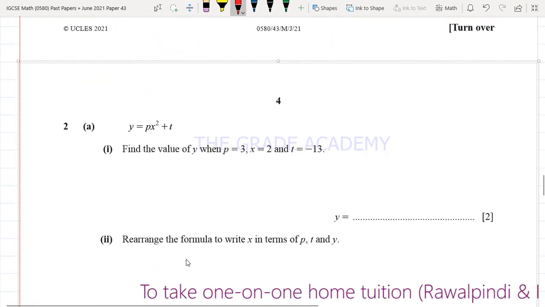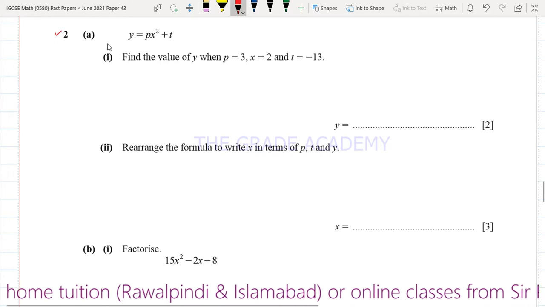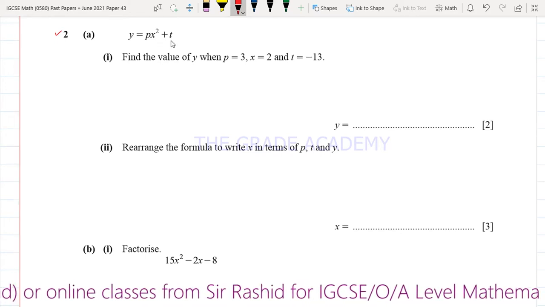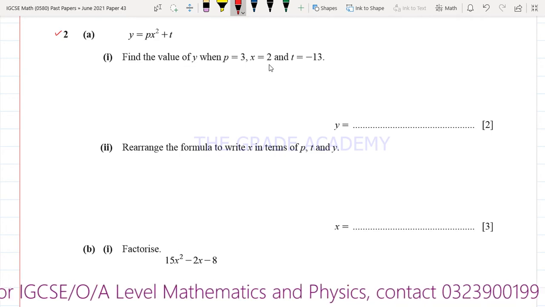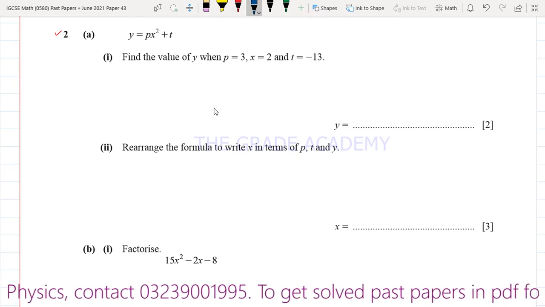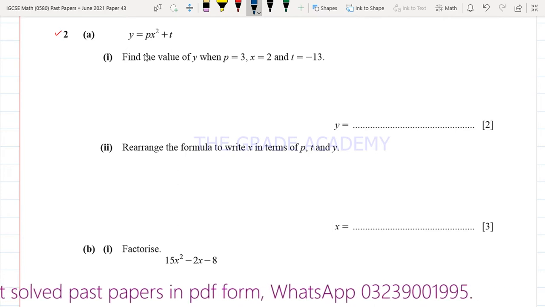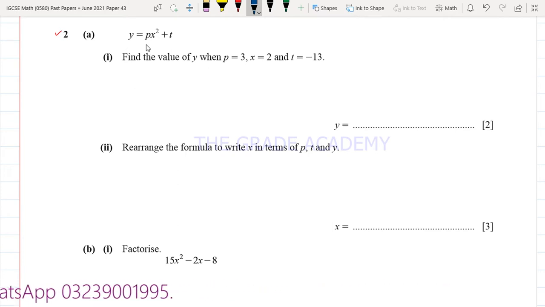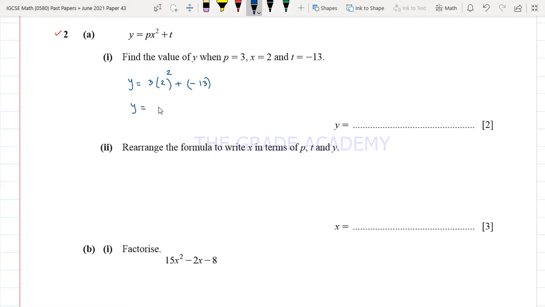Now we move on to the second question. Question number 2, part A. Y equals px squared plus t. Find the value of y when p equals 3, x equals 2, and t is equal to negative 13. So we will replace p, x, and t with their respective values to get y equals 3 times 2 squared plus negative 13. If we simplify it further, we get 12 minus 13, which is equal to negative 1. So y is equal to negative 1.